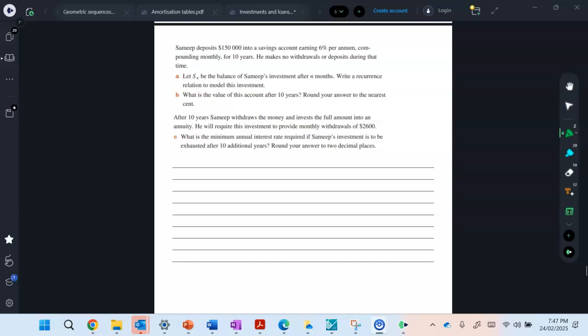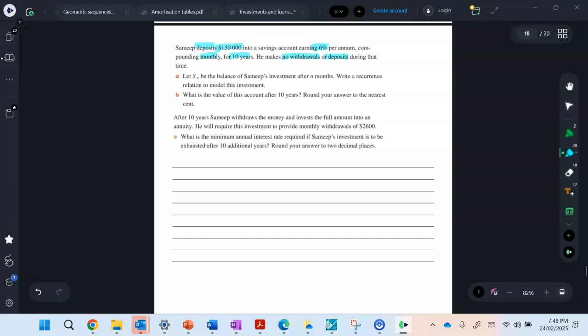Sameep deposits $150,000 into a savings account earning 6% per annum. Let's highlight some things as we go. So it is an investment, so 6%. So it's depositing, so it's going into the bank. That's what gives it away that it's an investment. Compounding monthly for 10 years. He makes no withdrawals or deposits during that time. So no extra repayments or anything like that.